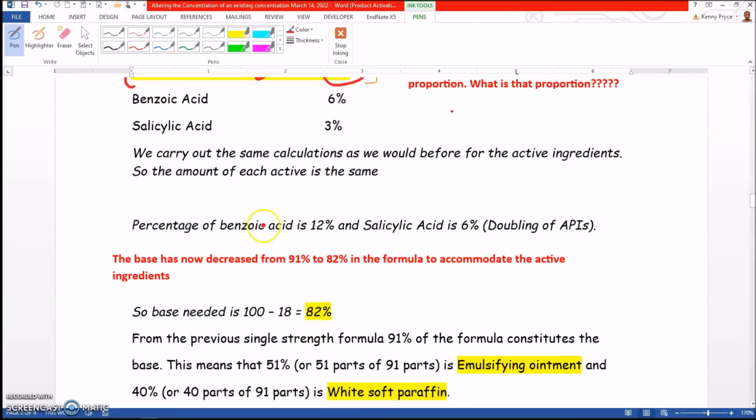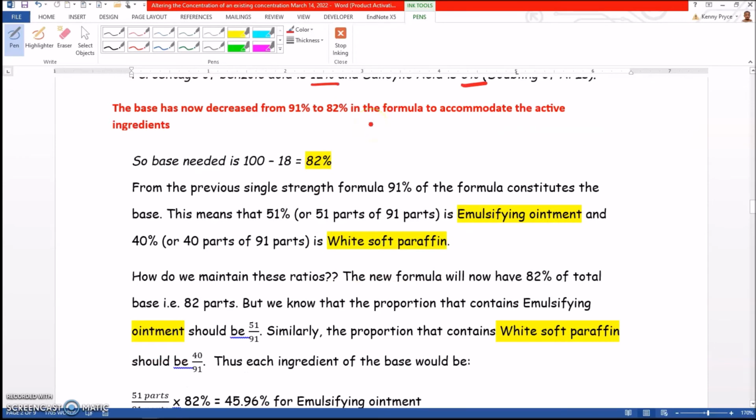We already know that we're going to double the active ingredients, so 12% of benzoic acid and 6% of salicylic acid is going to result because we're multiplying these by 2. And so the base is going to be reduced by another 9%. So therefore, when we add the 2 ingredients in the formula, subtract it from the whole, we get 82%, right? So 82% will represent the base. But this 82% still has 2 ingredients, and those 2 ingredients must be in the proportion of 51 parts and 40 parts. How do we work with this?